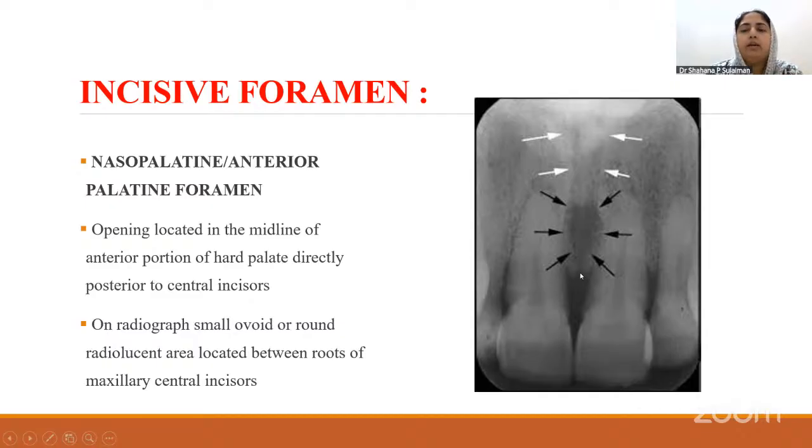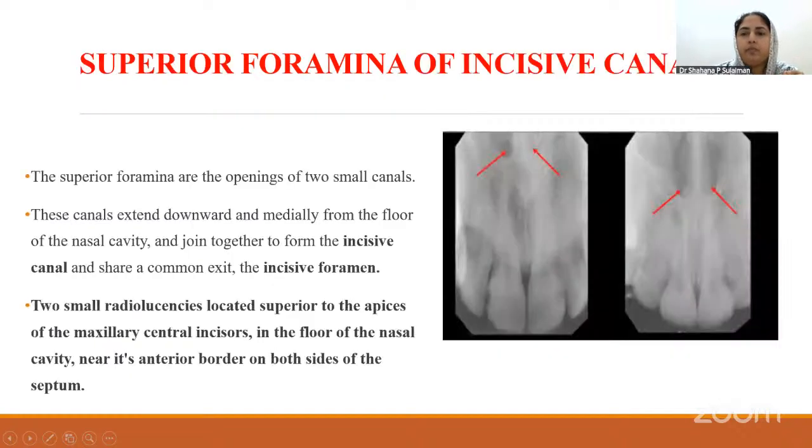So when you take a radiograph of the maxillary central incisor, you can appreciate a round or oval radiolucency between the roots of the central incisors, which is the incisive foramen.